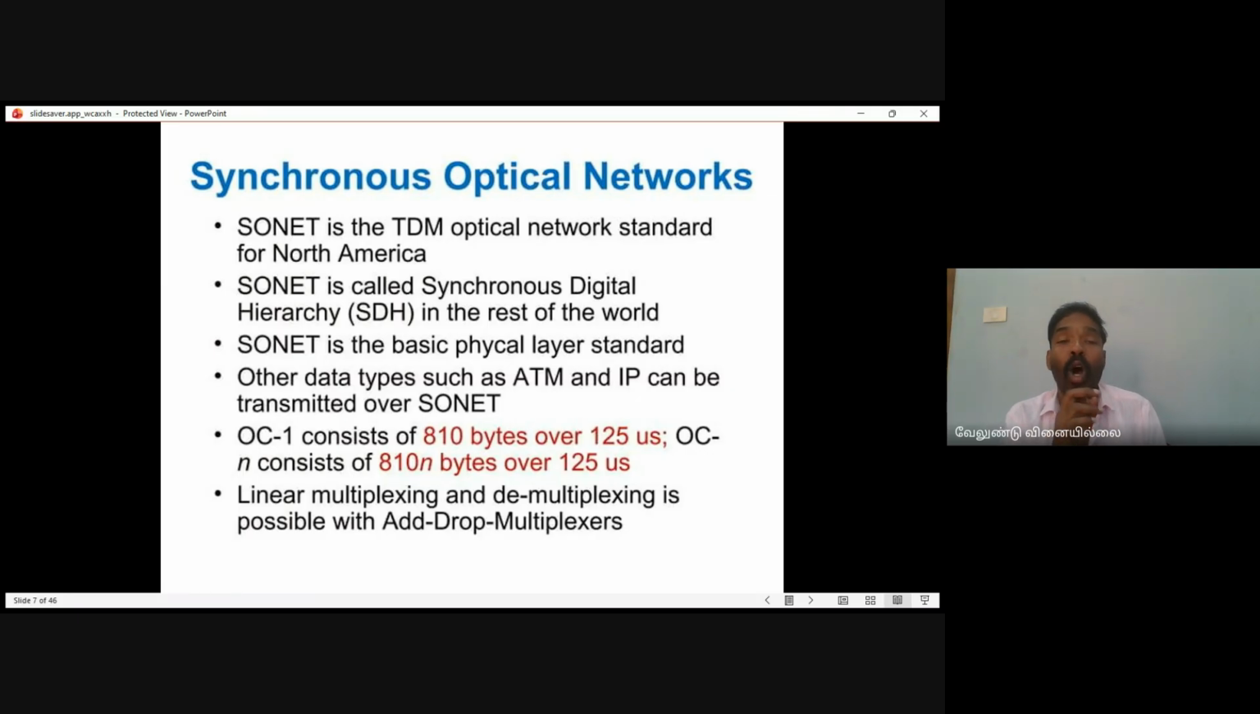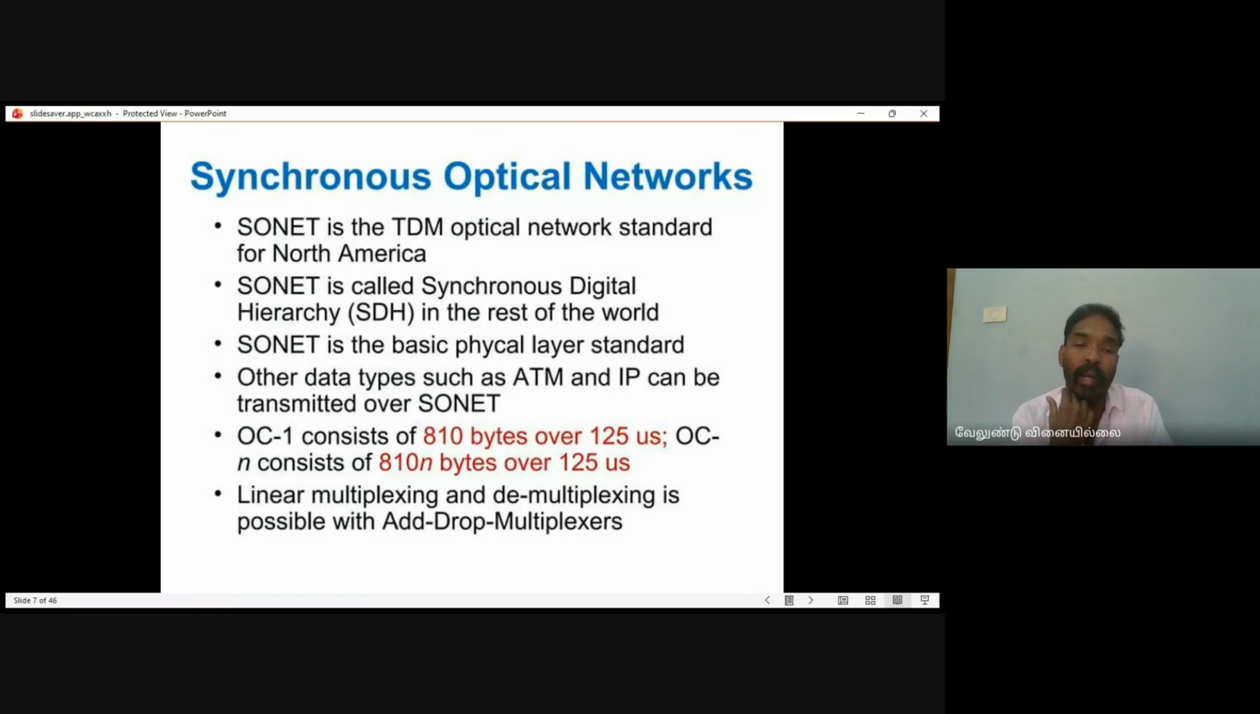North America uses SONET, and the rest of the world uses SDH. We are using SDH only, not SONET. SONET and SDH are different types of optical network. In countries other than North America, all use SDH technology. SONET is the basic physical layer standard, and other data types such as ATM and IP are transmitted over it.